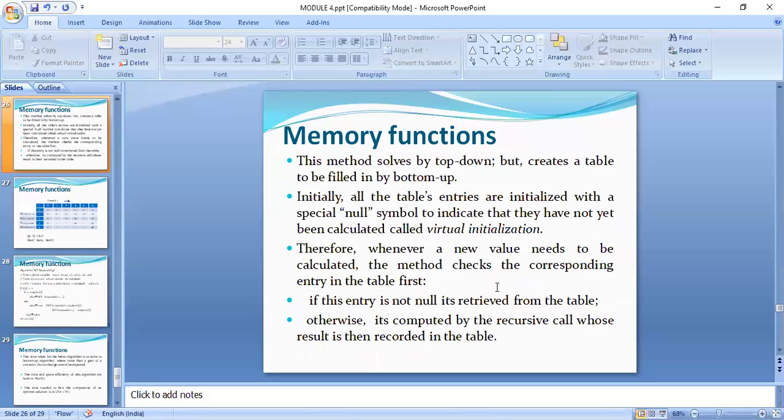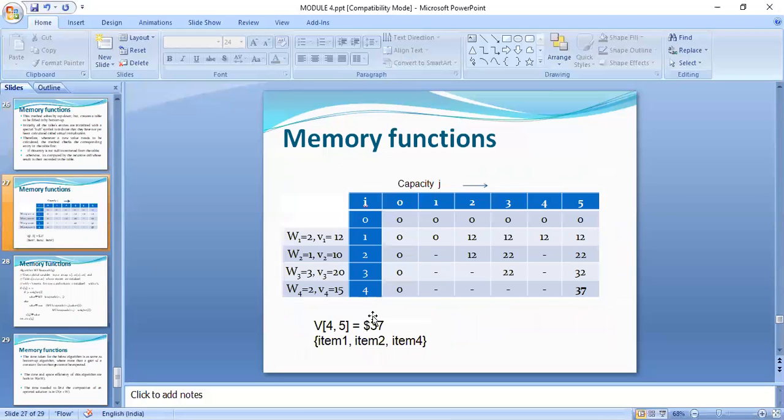So if at all you want to find a particular entry, only those entries will be calculated here. So initially all will be 0. The first row, first column is 0, remaining all will be null. So if you check the value as null, you calculate it. If there already exists a value, don't calculate it again, you just retrieve it from the table.